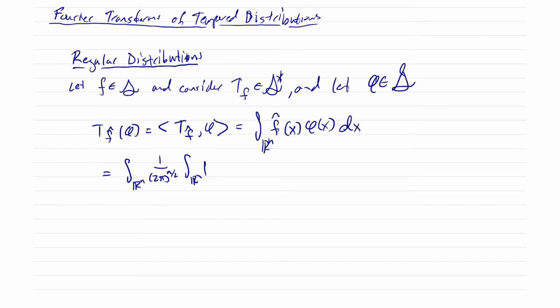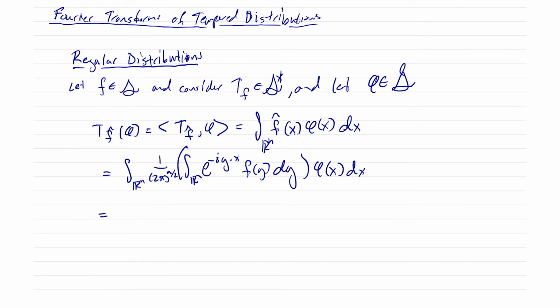Let's just say, we'll put a y in here. So we'll say e to the minus i y dot x. And then we'll say this is f of y dy, and we'll multiply this times phi of x dx. Now, the only thing really to do is to try to exchange the order of integration. So we're going to have to move this guy inside the integral, and then swap integration.